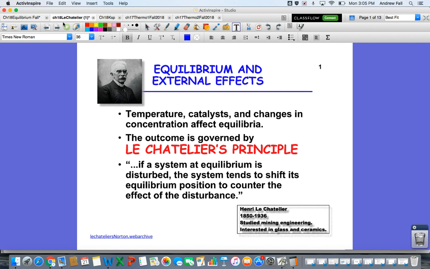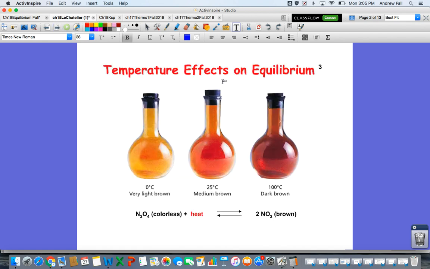So we're going to take a look at how that applies to temperature changes, the presence of catalysts, changes in concentration, as well as the changes in pressure for gaseous systems only. So first we'll take a look at temperature.